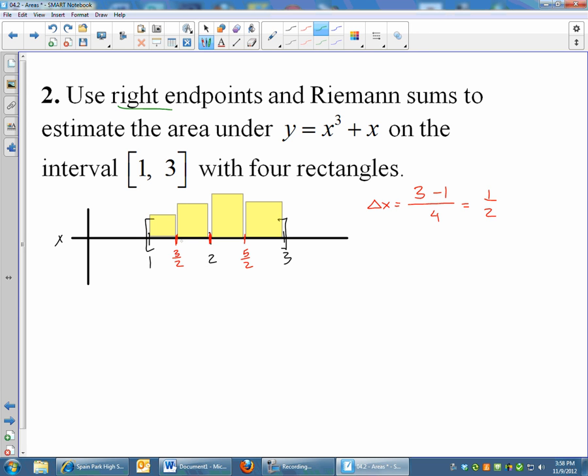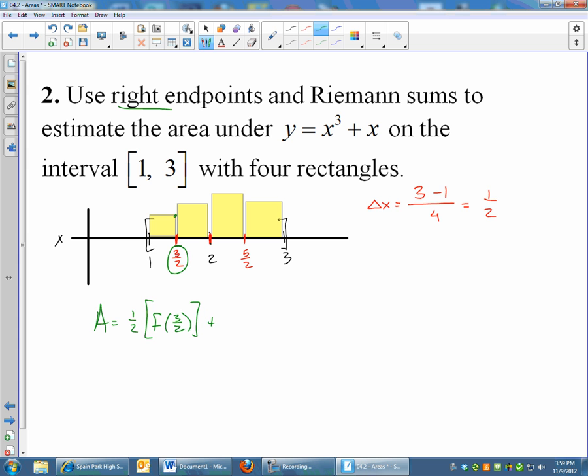So I have 4 rectangles in that interval. Each of them has the same base, and I'm using the right sides to determine the height. So my first rectangle has a base of 1/2, and the height is going to be my function's value at 3/2. When I plug 3/2 into my equation, x cubed plus x, that will give you the height.